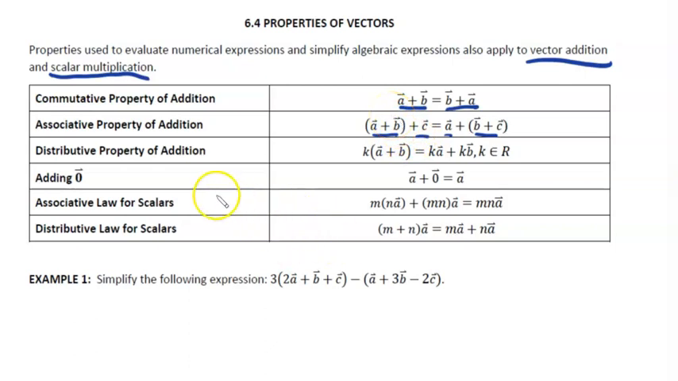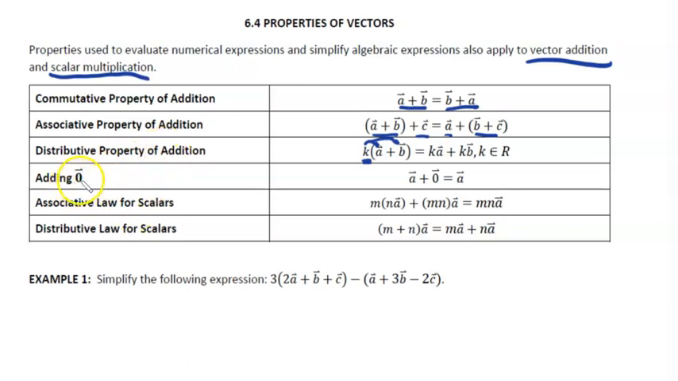Then we have the distributive property. If we have some scalar k outside of a bracket of a plus b, k would be applied to a and k would be applied to b. In other words, we would be adding the scalar k times vector a plus the scalar k times vector b, as long as k is a real number. It even holds if it's 0, just as long as k is a real number.